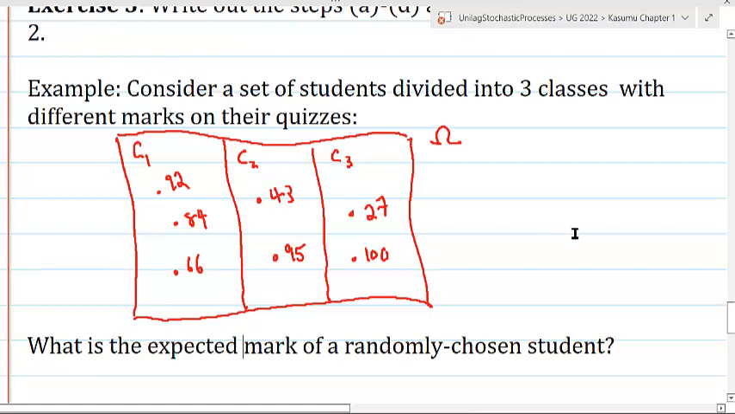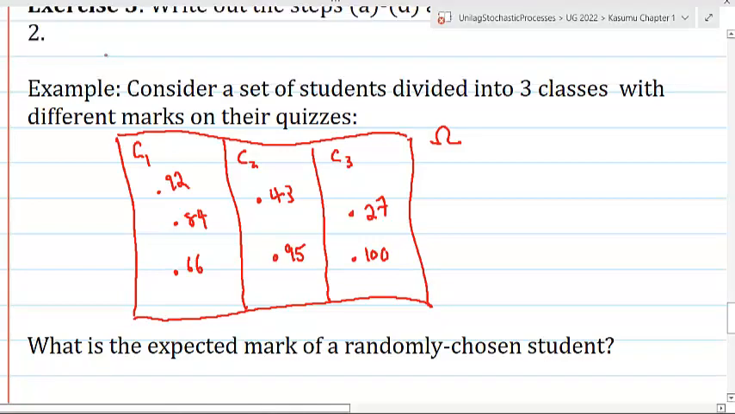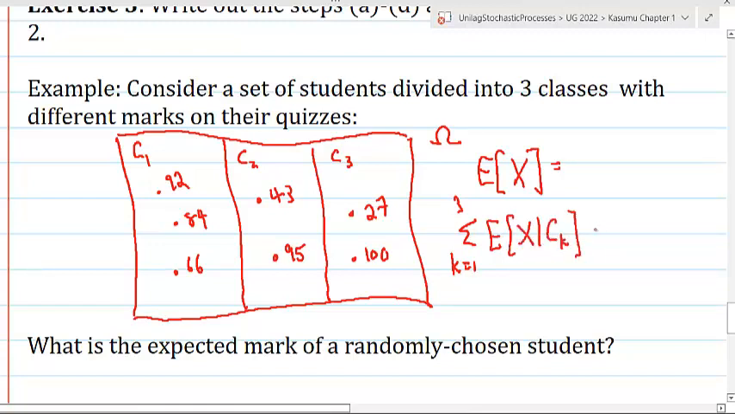So how do I compute this? Well, recall the conditional expectation formula. I can write it in the margin here. The expected value, and I'll call the mark of a randomly chosen student x, is equal to the summation, in this case from k equals 1 to 3, of the expected value of x given ck times the probability of ck.